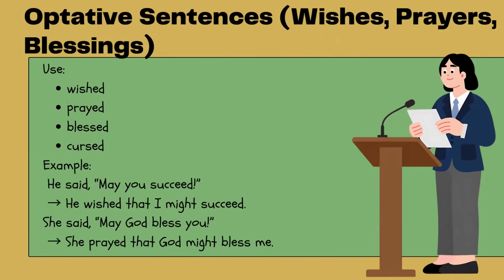Then comes the optative sentences, which are nothing but the wishes, prayers, and blessings. For these types of sentences, you are going to use the reporting verbs as wished, prayed, blessed, cursed. For example, he said, "May you succeed." He wished that I might succeed. Next example, she said, "May God bless you." She prayed that God might bless me. So these are very important things that you need to remember in board exams.